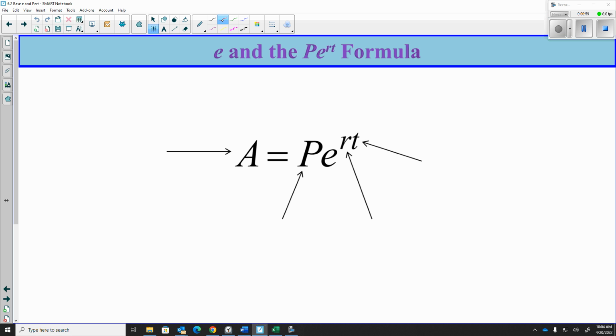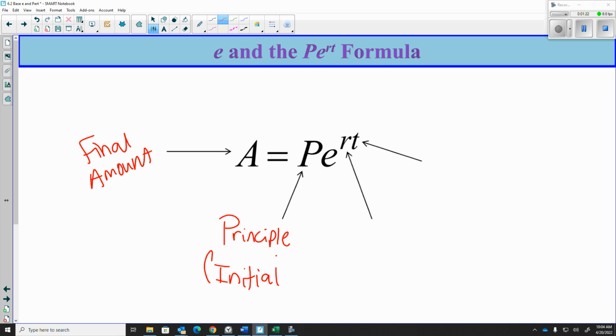Okay, here are the pieces for Pert. A is still final amount, just like it was final amount over here. All right, it's still final amount. P is still the principal, which remember is a fancy word for initial. R is still rate, and you still want it to be a decimal. And T is still time.